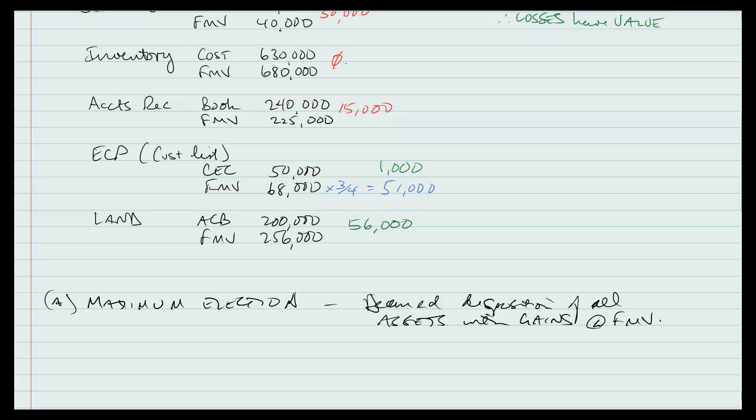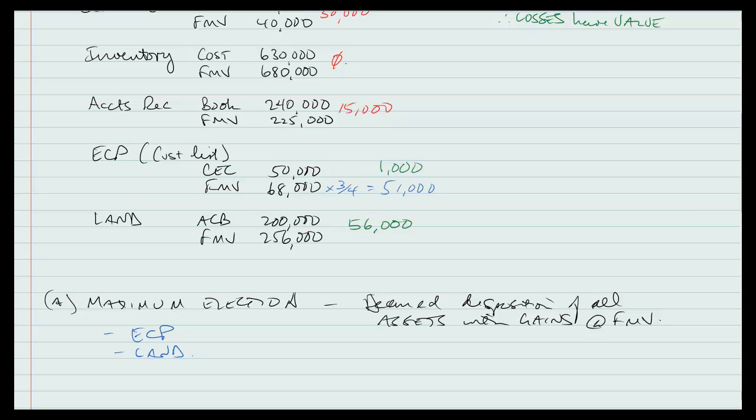Okay, and so I think there is actually a flaw or an error in the question. All the question says is if the maximum election is taken. Well, if the maximum election is taken, then we have two things here, right? We have this customer list, because it's a pool, the eligible capital property, and then we have land.